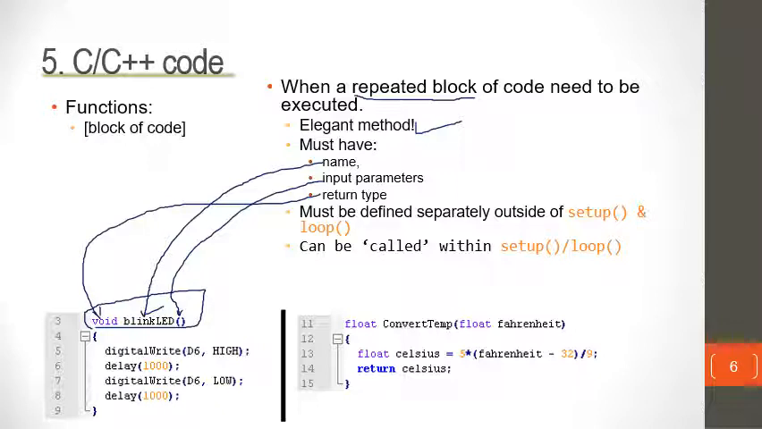It doesn't have one. If you look at the second function here, this would be the function name, and then this would be the input parameter, Fahrenheit. And then the float would be the return type. So it returns a value which is a float.